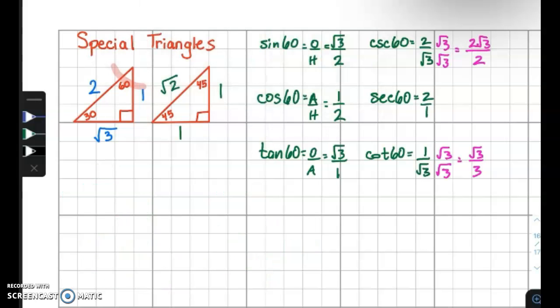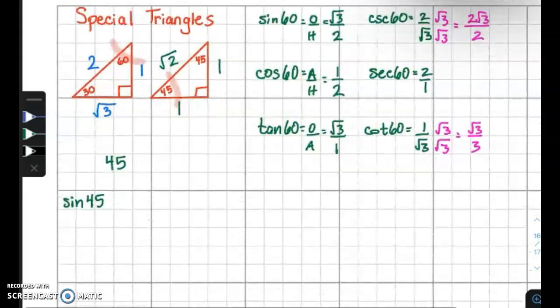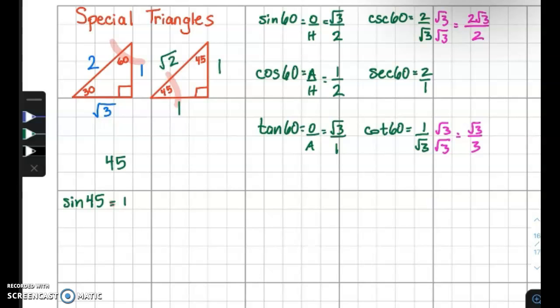And last for this, we're going to find the 6 trig functions for 45. So we're going to find sine of 45. So now we're looking at the 45, 45, 90 triangle. You can choose either 45 angle to be your reference. It doesn't matter which one. So the sine of 45, if I look at my triangle, the opposite is 1, and the hypotenuse is radical 2. So I'm going to need to rationalize that. So I get radical 2 over 2.